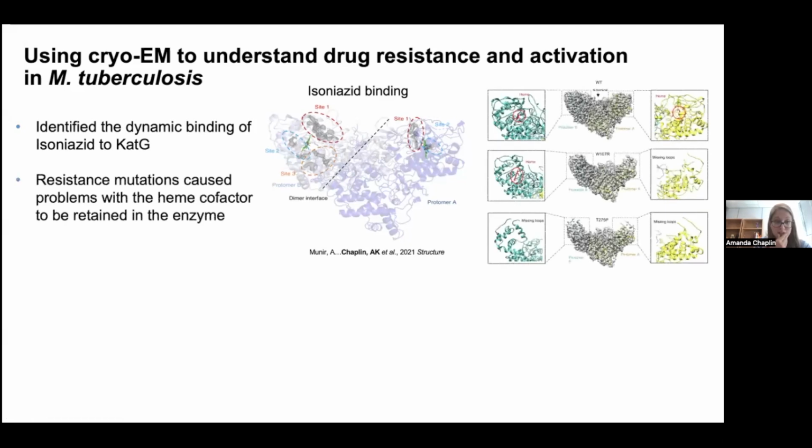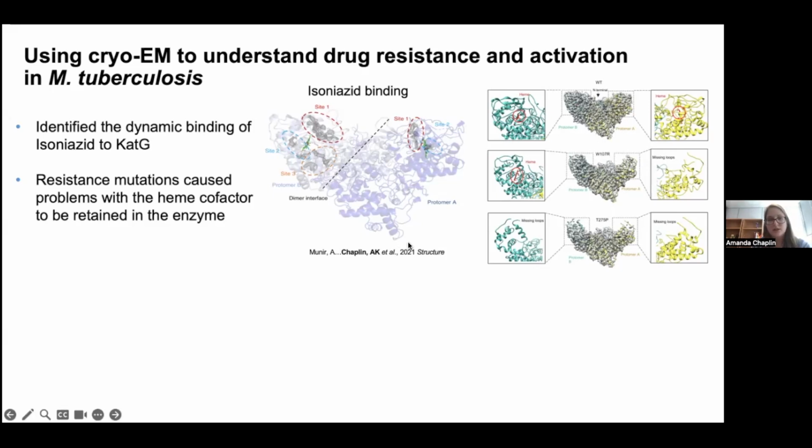We have then done some resistance mutation experiments with KatG. There are particular clinical resistance mutations. We looked at W107R and T275P. They're fairly near to the heme binding site. And what we actually found is that these resistance mutations affect heme binding. They prevent heme binding to the protein and retaining the heme. And therefore, if it doesn't have this heme cofactor, it can't activate the prodrug. It can't turn it over.